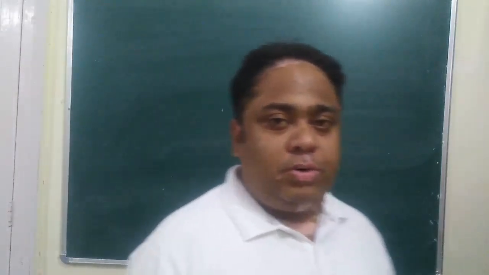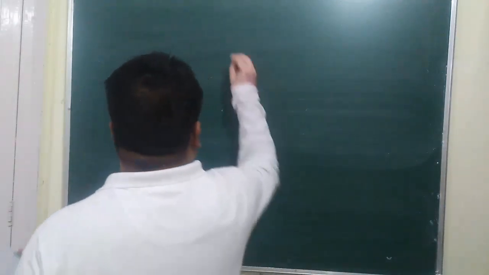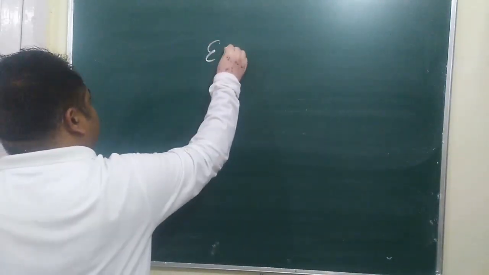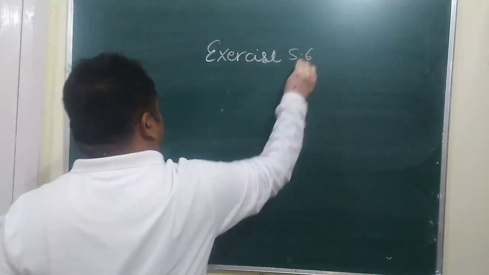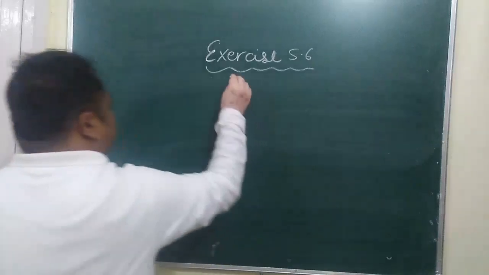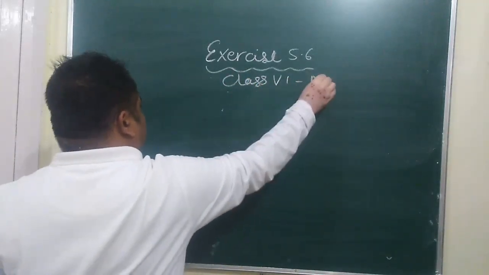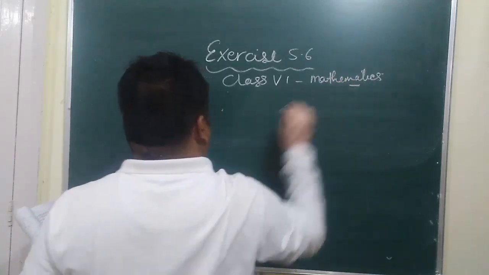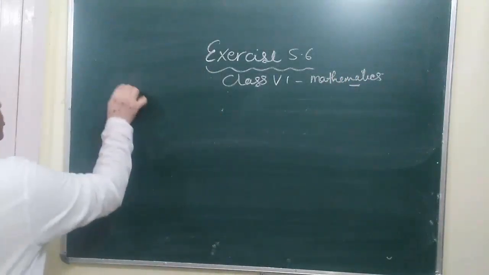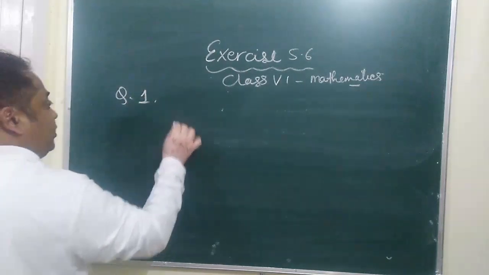Good morning, students. Now we'll solve question number 1 of exercise 5.6. Question number 1. Name the type of the following triangles.